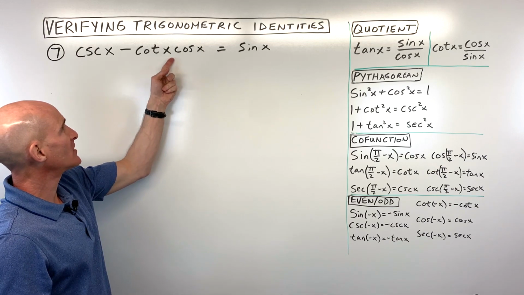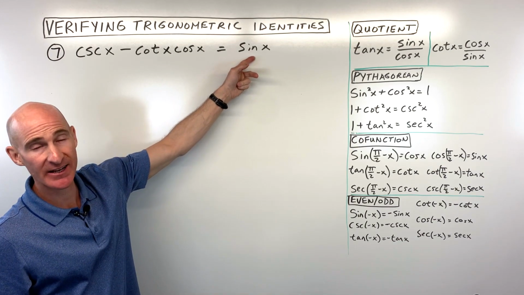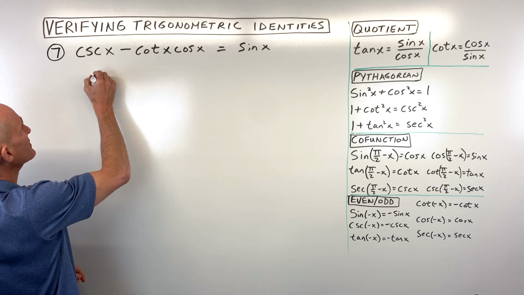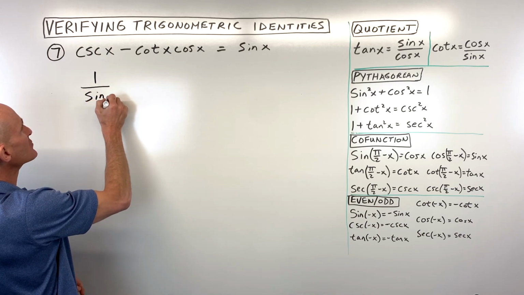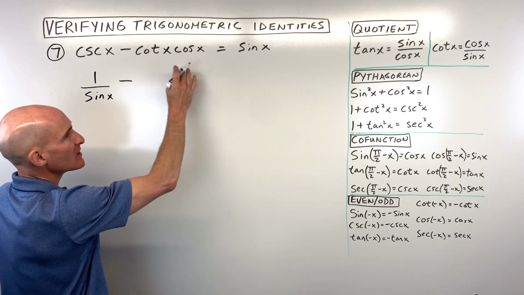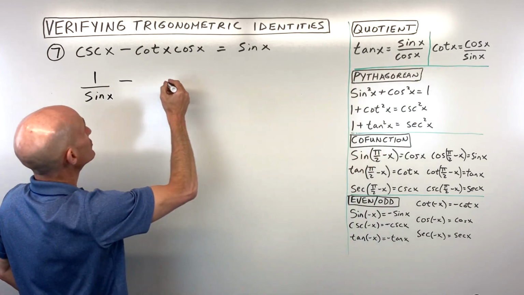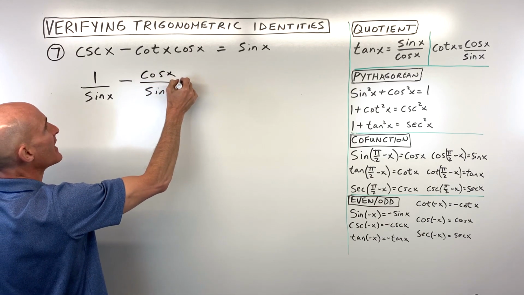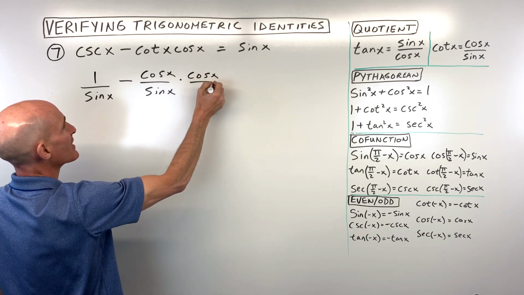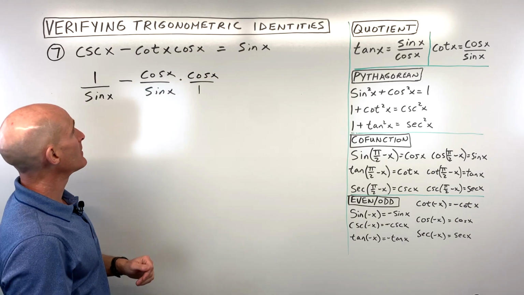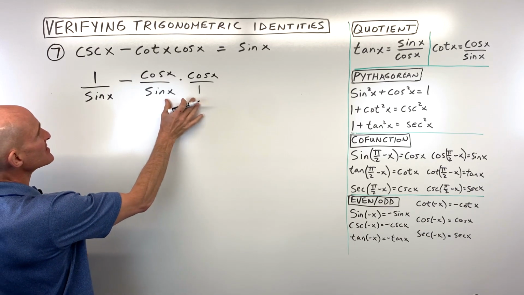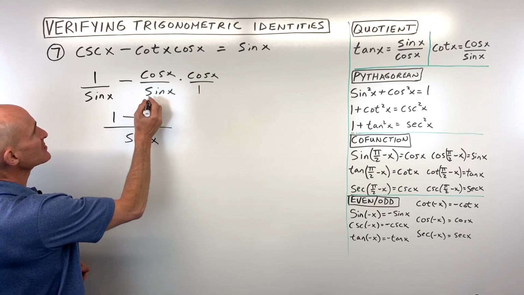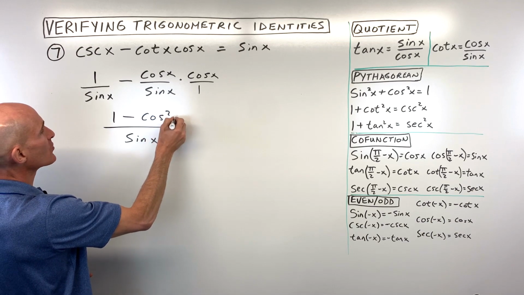Cosecant x minus cotangent x times cosine x is equal to the sine of x. So how would you prove that one? Well, let's see. If I was going to do this one, I know that cosecant is the reciprocal of sine. So this is the same as 1 over sine x. I know that cotangent, using this quotient identity, is equal to cosine x over sine x times cosine x, which is kind of like cosine over 1, because anything divided by 1 is itself. So now let's see, we've got a common denominator. See, sine x, sine x. So I could really write this as one fraction with sine x as our denominator. And this is going to be 1 minus cosine squared x.